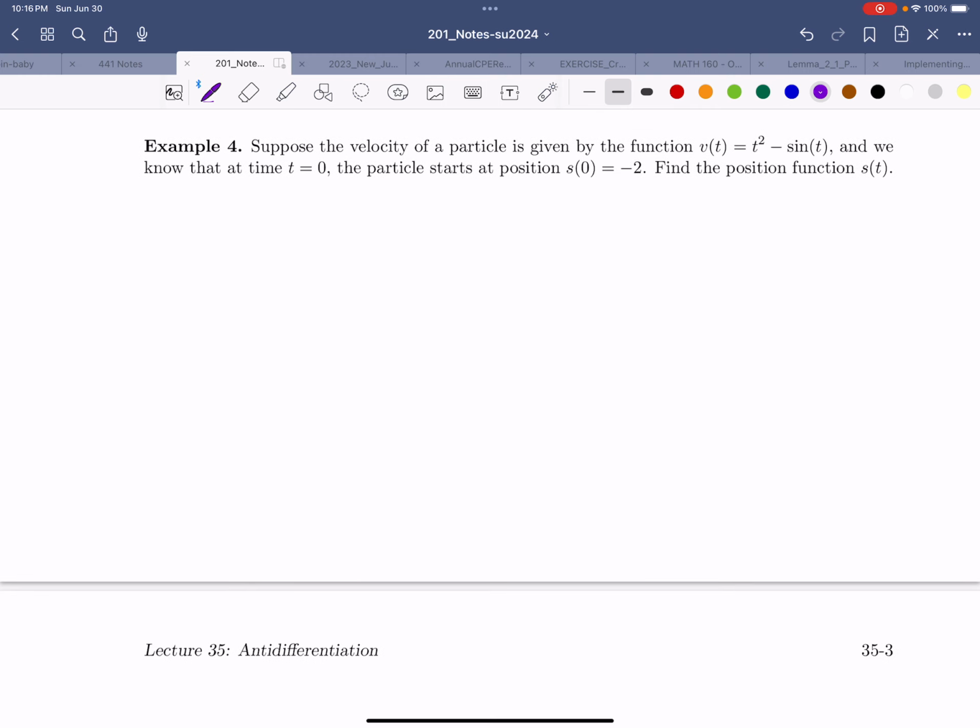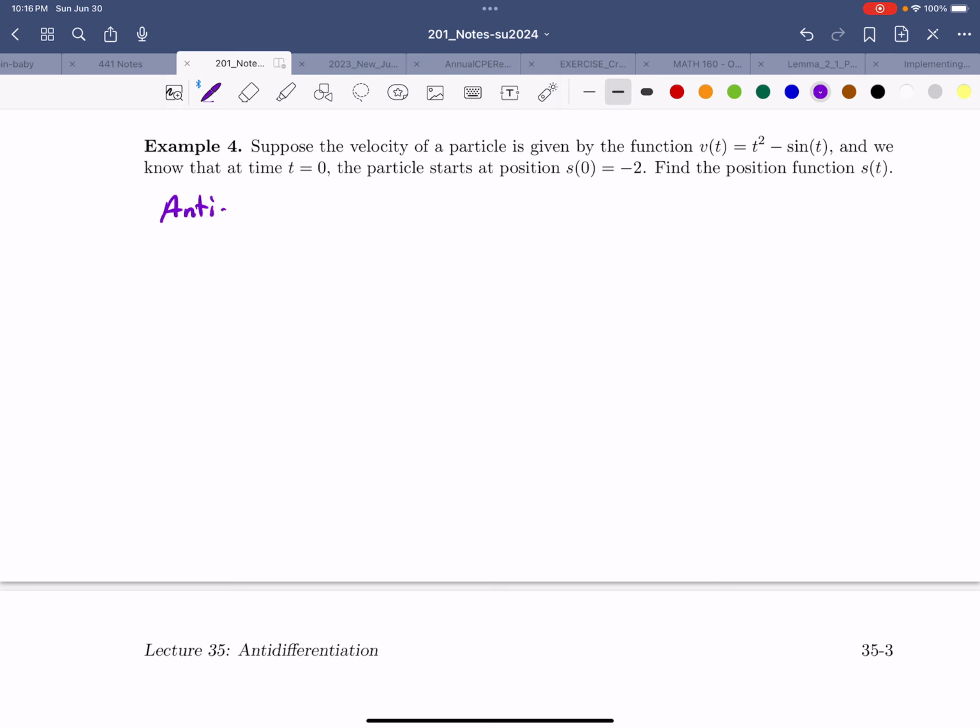Suppose we have a particle whose velocity is given by this function. Somehow we know the velocity function, but we want to find the position function. We also know that at time 0, at the start, the particle starts at position -2. So the question is to find the position function s of t, right? Well, let's think about it. Normally, we have the position, and we take the derivative to get the velocity. So if we're given the velocity and we want the position, then we take the antiderivative.